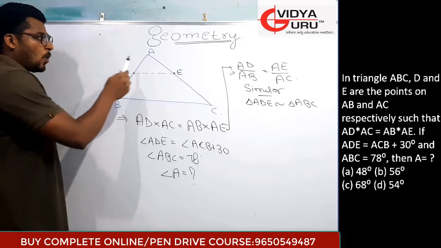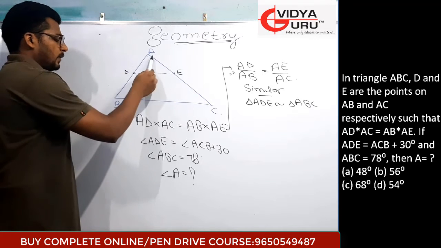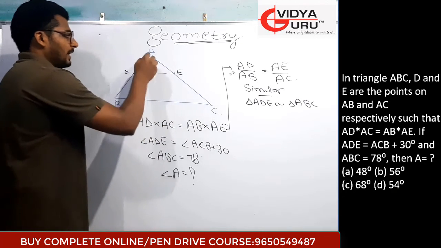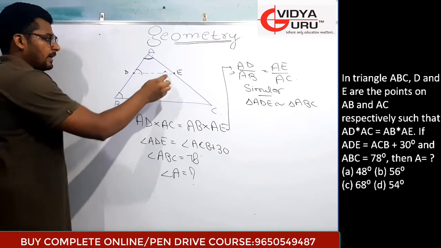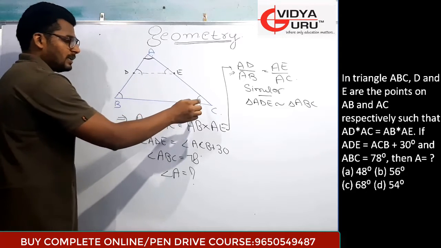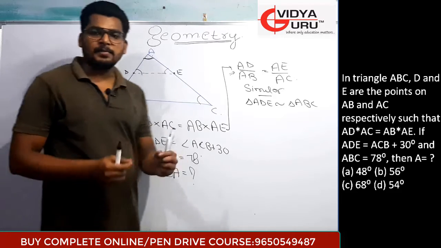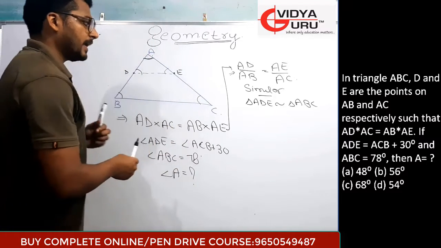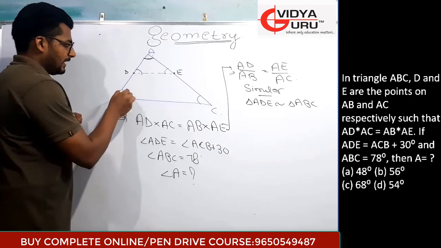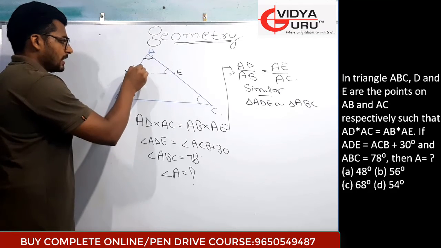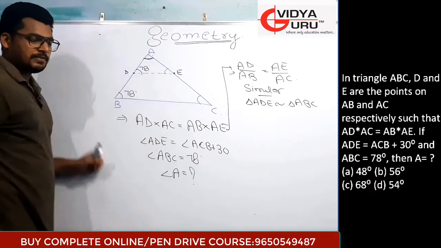That means all the angles of ADE will be equal to ABC. Angle A is common in both. Angle D will be equal to angle B. Angle E will be equal to angle C. If triangles are similar, then all the angles in the triangles are equal. The question is given angle ABC is 78. Then this angle will also be equal to 78.